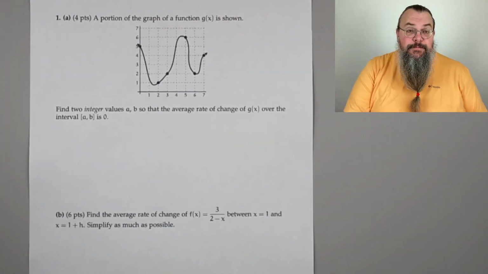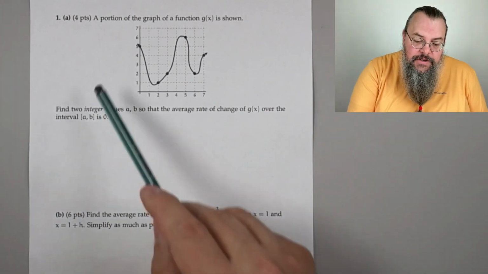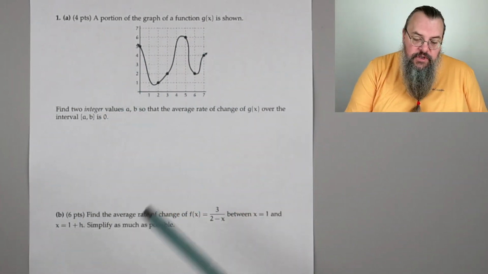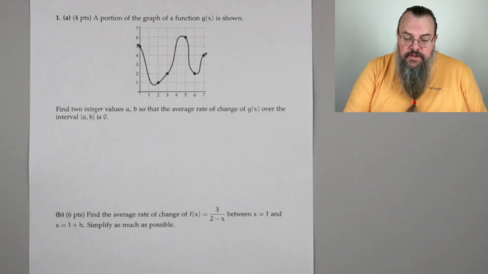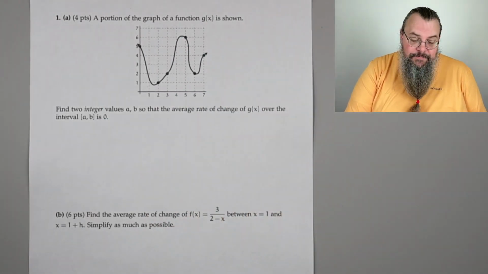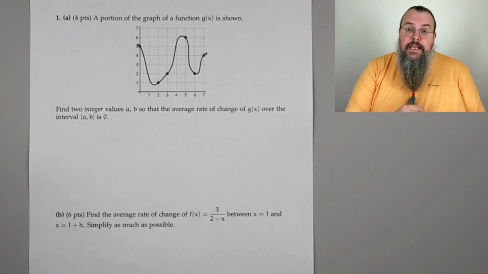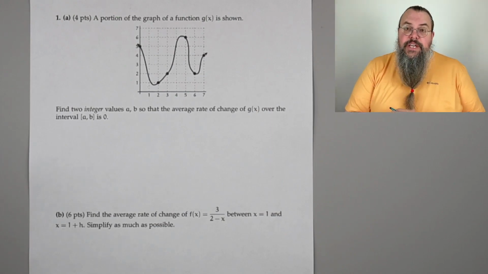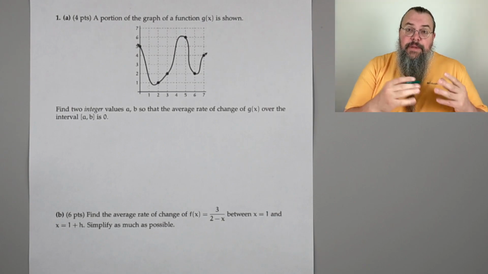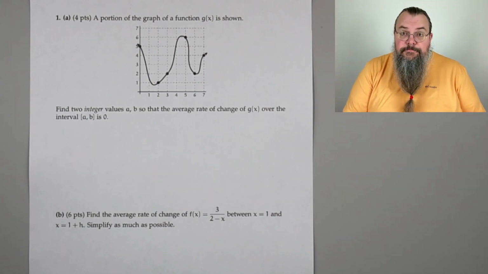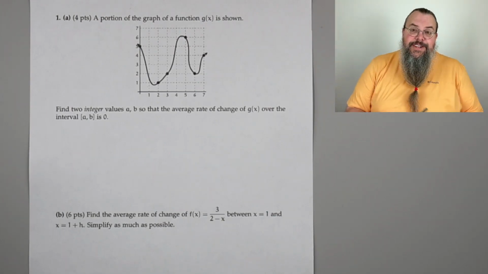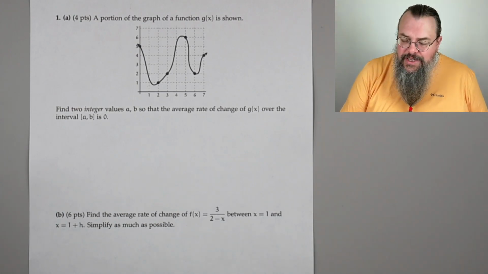Number 1, part A. A portion of the graph of a function g of x is shown. So we have this function doing a lot of ups and downs, it looks like. Find 2 integer values, a, b, so that the average rate of change of g of x over the interval from a to b is 0. All right, what are we testing on here? What is it they're trying to get us to understand?